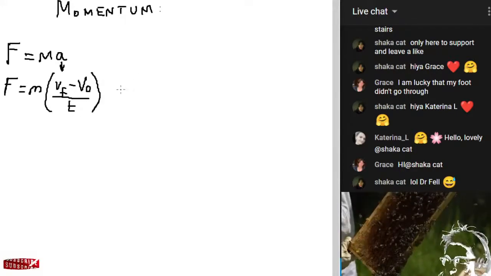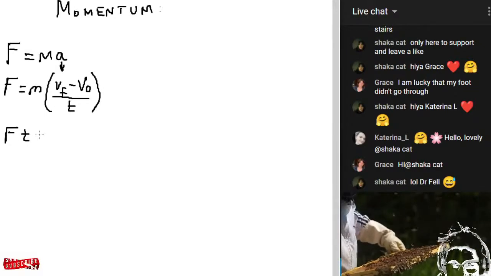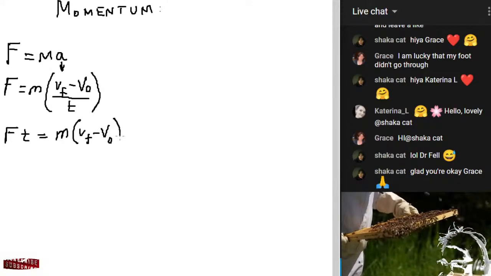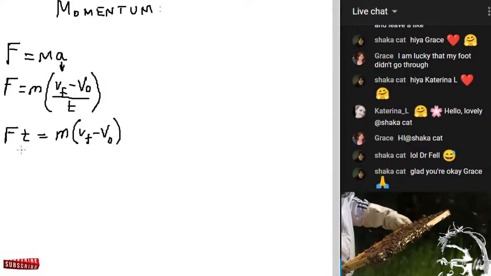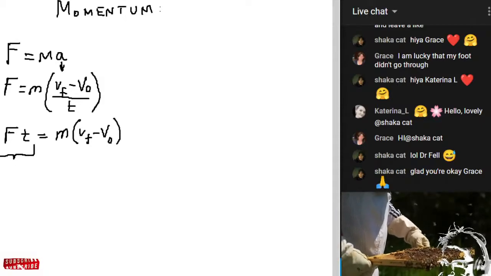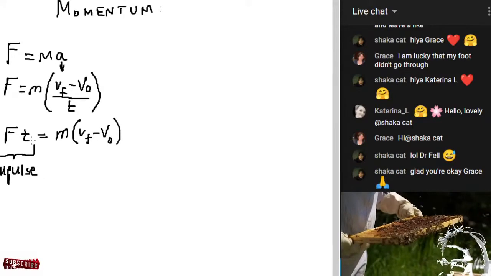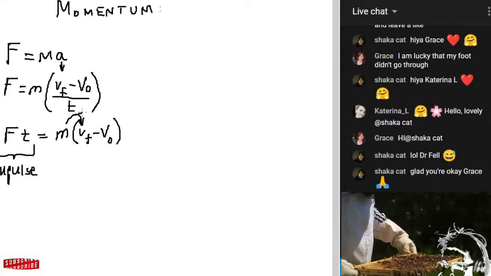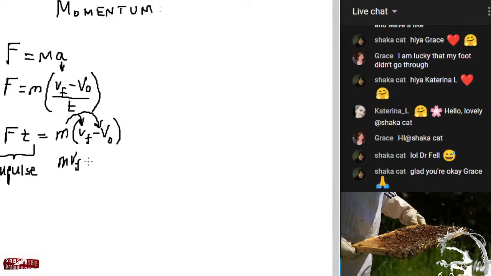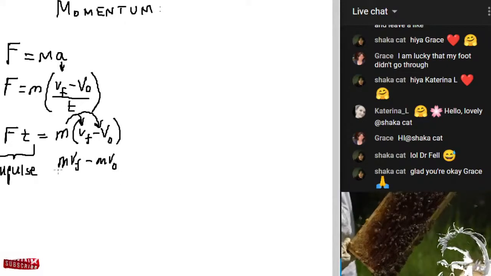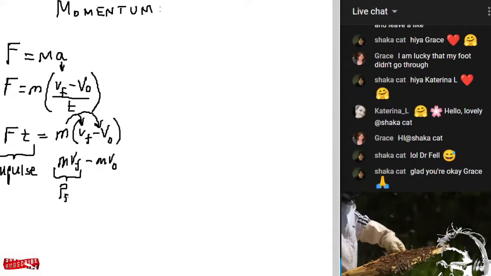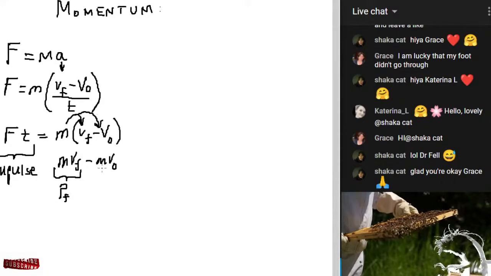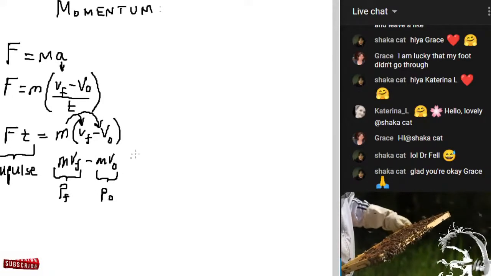So now we can multiply both sides by t and get Ft equals m(Vf minus Vo). And this is where we get momentum from. This here is called an impulse, force times the time it acts. And m, we can distribute this m. So we have mVf minus mVo. And this here is momentum final, which we call p, and this is momentum initial, which is p sub 0.